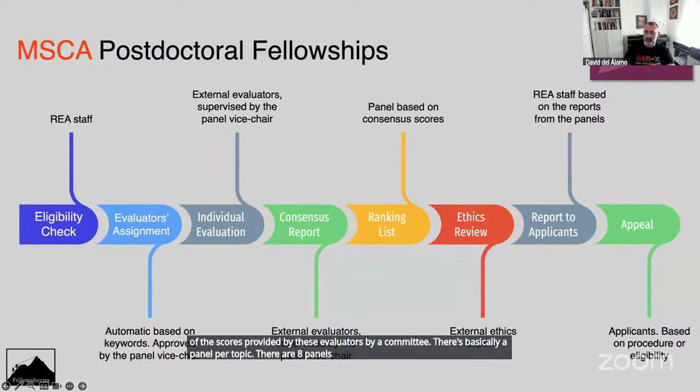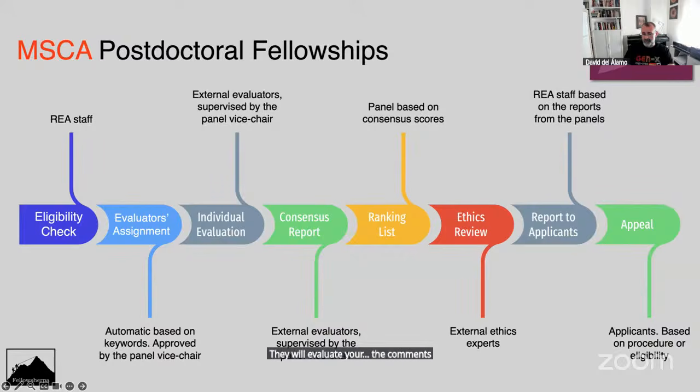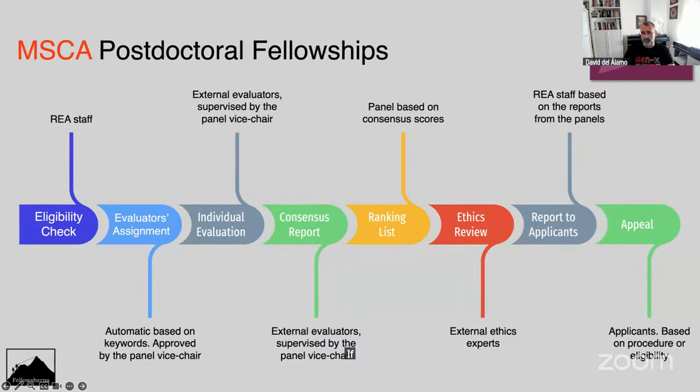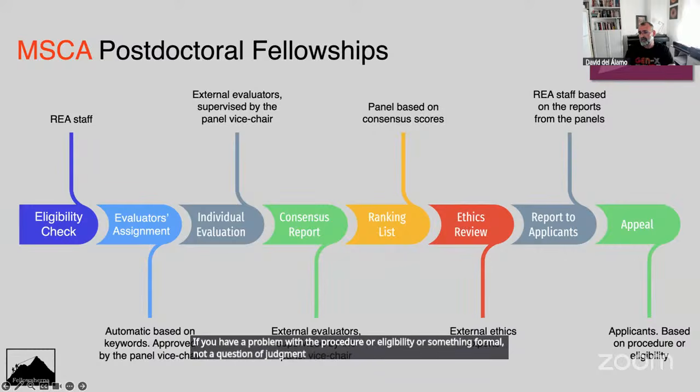They will evaluate the comments from the evaluators, and then they will provide a list of people and the feedback to the applicants. Everybody gets feedback in this application. Then you can appeal if you have a problem with the procedure or eligibility or something formal, not a question of judgment. If they consider it's not good enough or it's not novel enough and you disagree with them, that's your problem. They're not gonna reconsider the decision based on that. It's just only on formal problems.